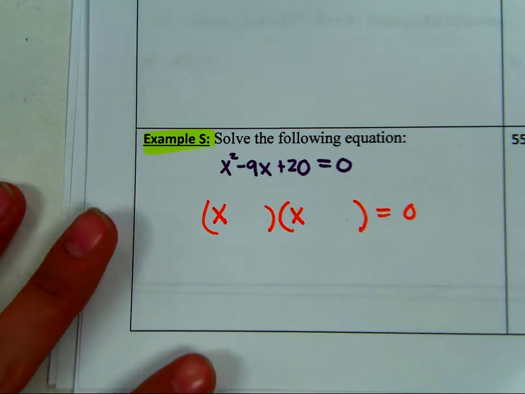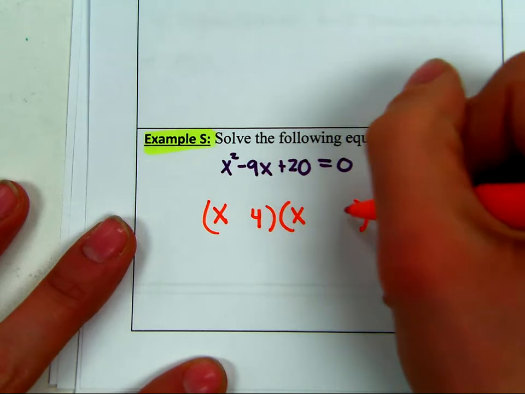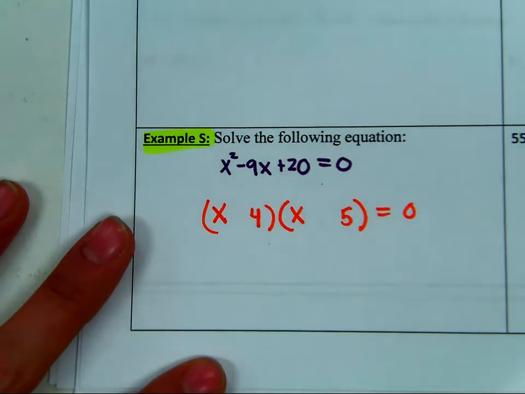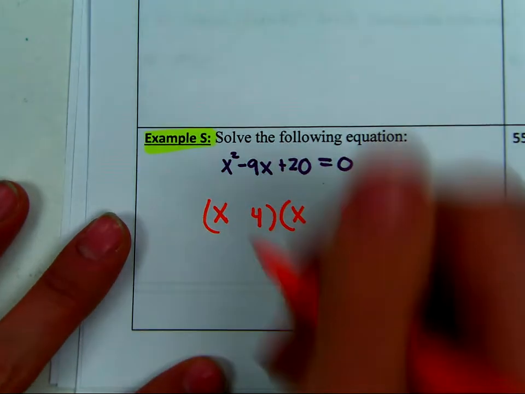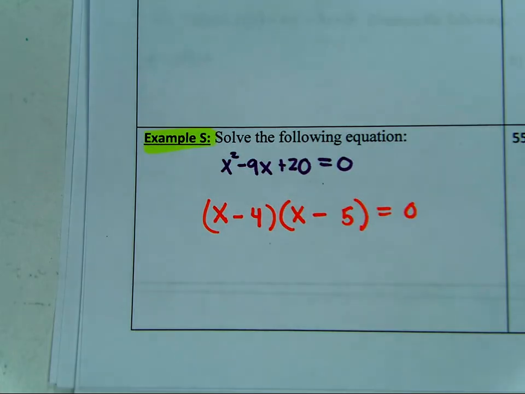I'm thinking 4 and 5. 4 times 5 will get you to 20. If we wanted to add to negative 9, 4 plus 5 is 9. We just need to make both of these negative. And then there's a rule from there.